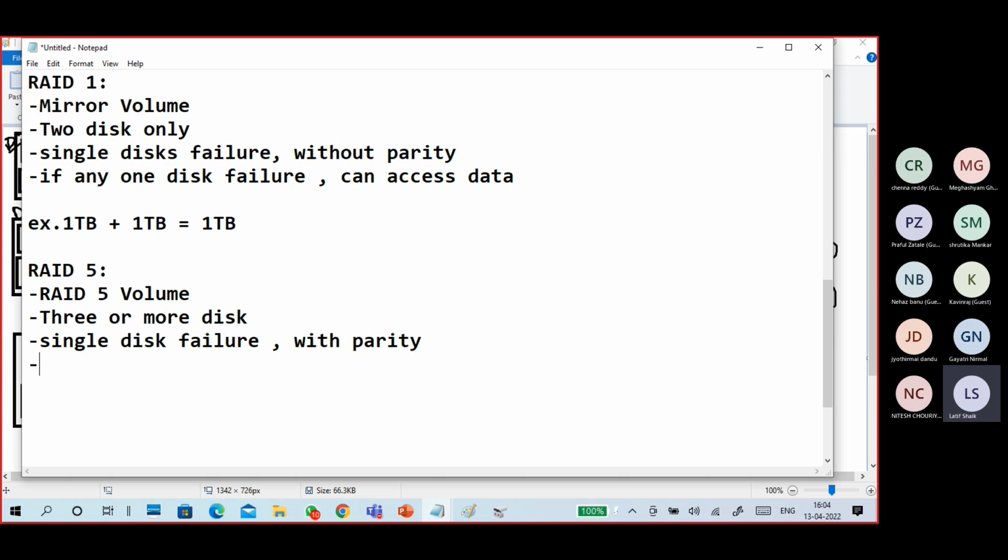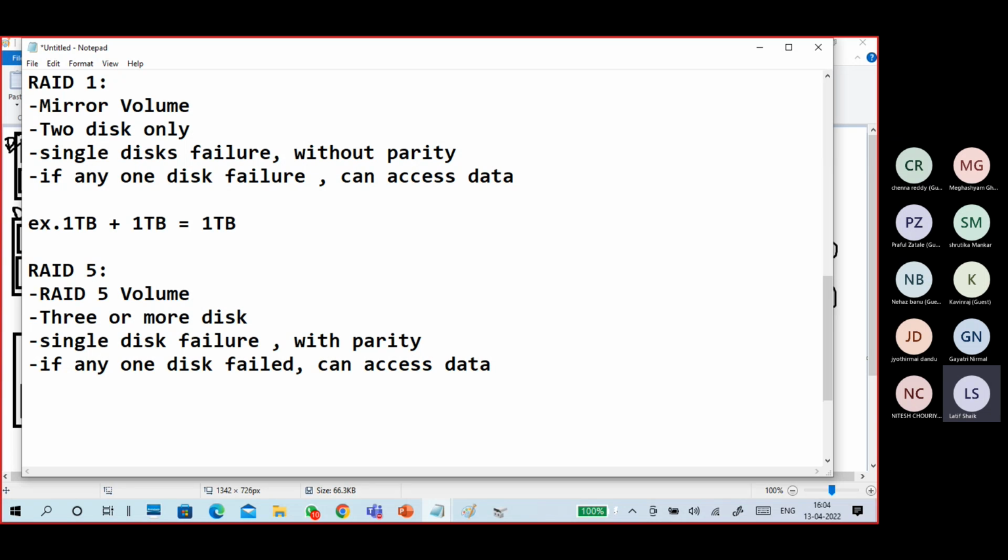Meaning, like I have data in a disk, so the other disks have that data's parity bits. Okay. So if any disk fails, your data is still available. Any one disk failed, still you can access the data.